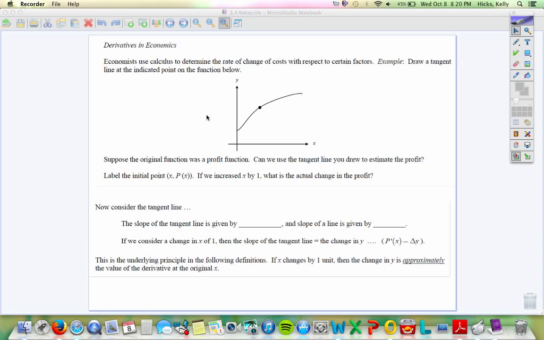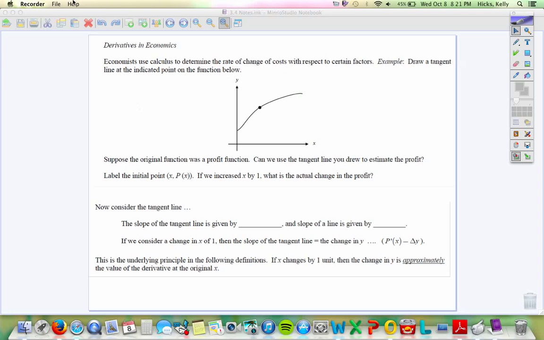Derivatives are used to predict change, you know that, and so economists use derivatives a lot to predict profit or cost or revenue. Probably they use it for other things. These are the three we're going to talk about: profit, cost, and revenue. Okay, so here's kind of how it works.